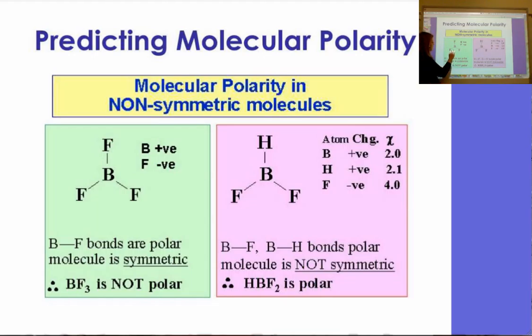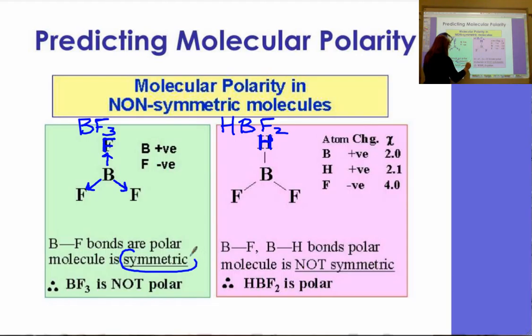Looking at 2 more examples. BF3 and comparing that to HBF2. So really the only difference here is a fluorine. Here it's a hydrogen. So looking at this molecule, the boron is being pulled in 3 directions, but it's being pulled in 3 directions equally. Therefore, it's symmetrical.